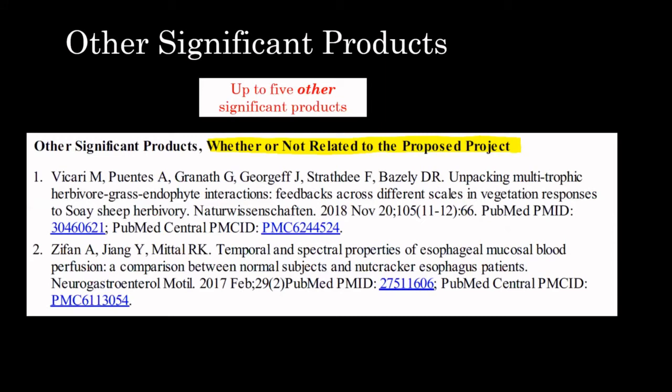Other significant products is a section where we're allowed to list up to 5 other items that are not exactly related to the proposed project. So publications in various fields that aren't specific to completing the scope of work of this award, but that do give the NSF reviewers an understanding of the productivity, the activity that this faculty member is involved with. And helps again demonstrate their ability to complete the scope of work proposed on this proposal.